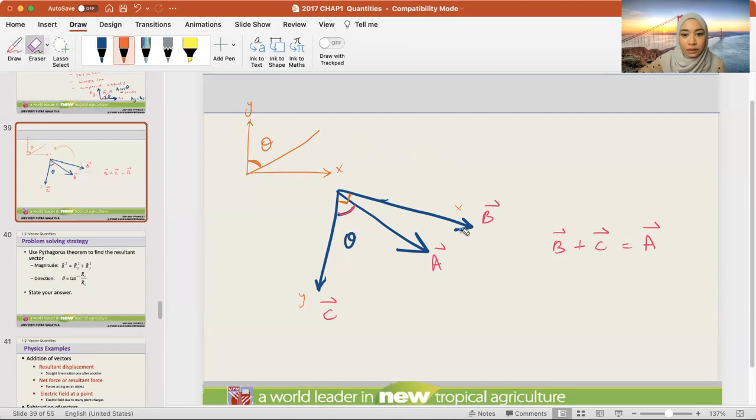Now, how do we do it? Okay, anyone wants to try this? How do I solve for vector C and vector B, provided that B plus C is equal to A? Anyone wants to try? I just gave you a hint earlier in the earlier slide. No one?